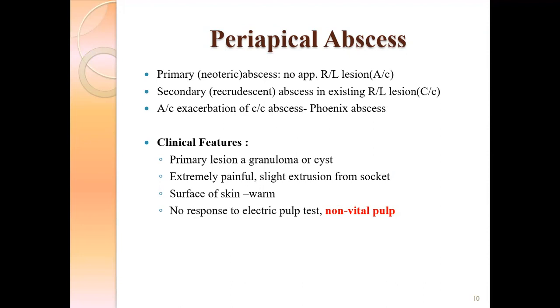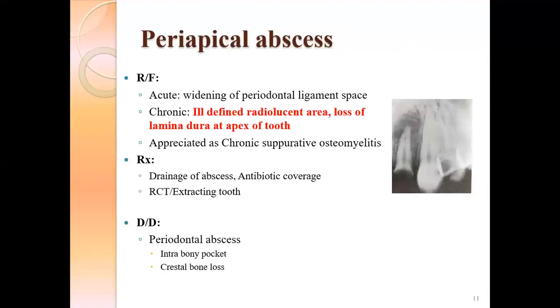And the tooth will be extremely painful, and the surface of the skin of the associated tooth will be warm, and the tooth will be non-vital. And for the radiographic feature, in acute cases, periapical abscess will be seen as the widening of the periodontal ligament space.